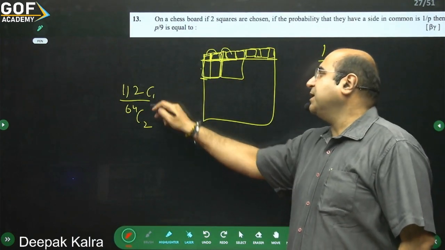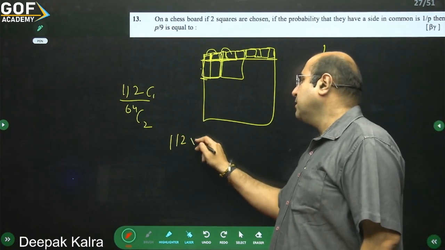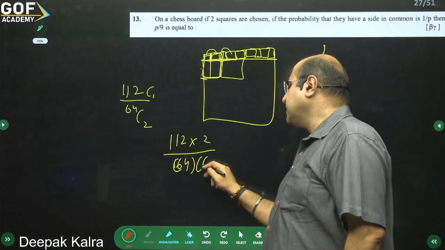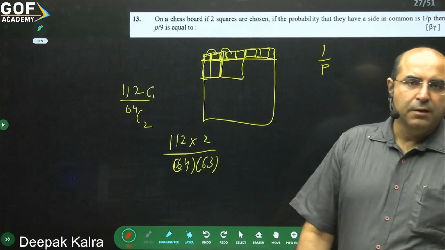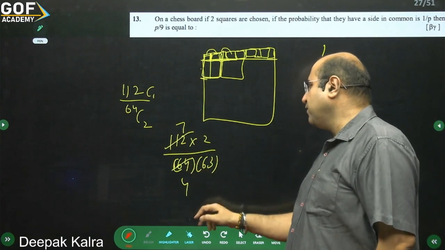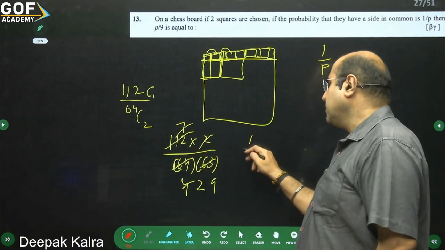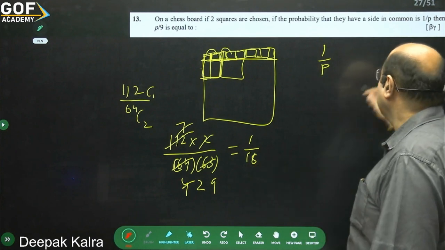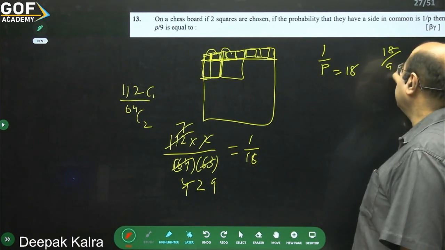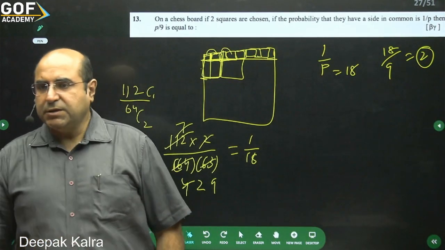Probability: any one I should take. This is 112 over 64 into 63. That you have to solve. 16 sevens are, 16 fours are, 2, 7 nines are. So 1 over 18. So p becomes 18. 18 over 9 is 2. The answer is 2 in this case. You understood?